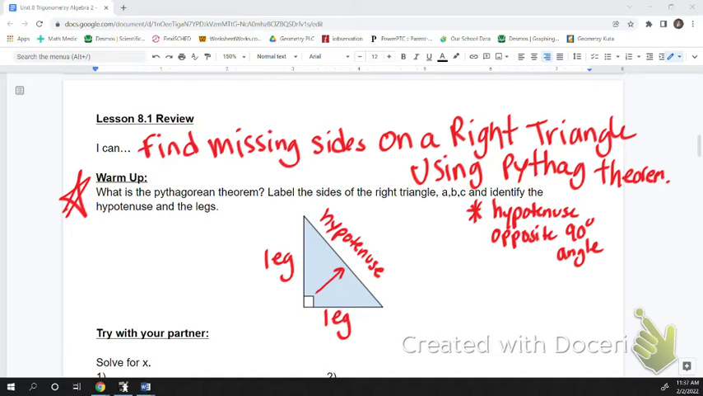Now, where do I put A, B, and C? C is the hypotenuse. Good. A and B are the legs, and it doesn't matter which one is which, because of the equation. What's the equation?